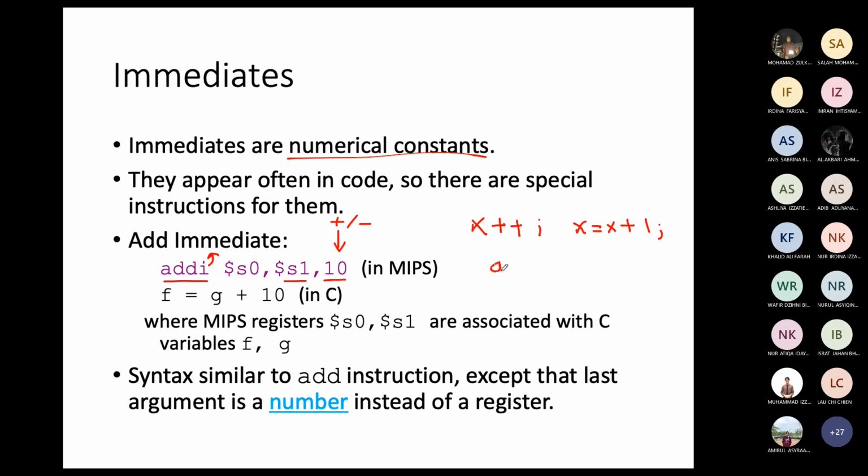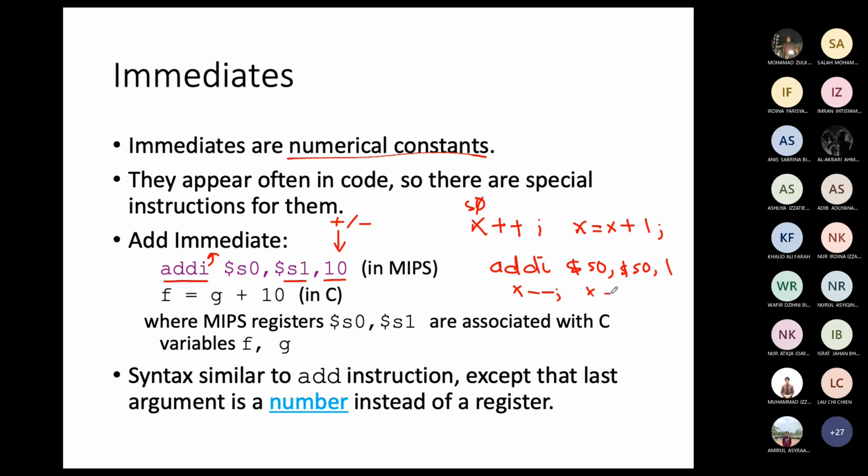So you can write your MIPS as ADDI, dollar S0, since X here is referred to as S0, so dollar S0, comma 1. Like that. Let's say X minus minus.